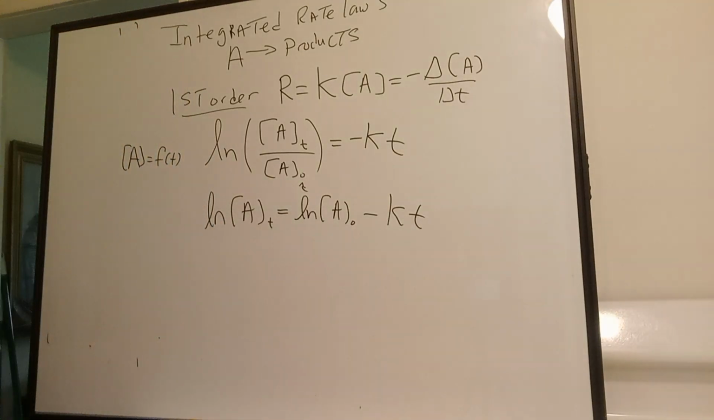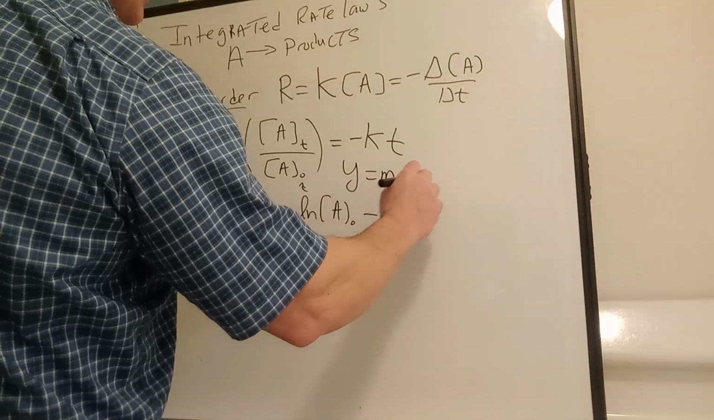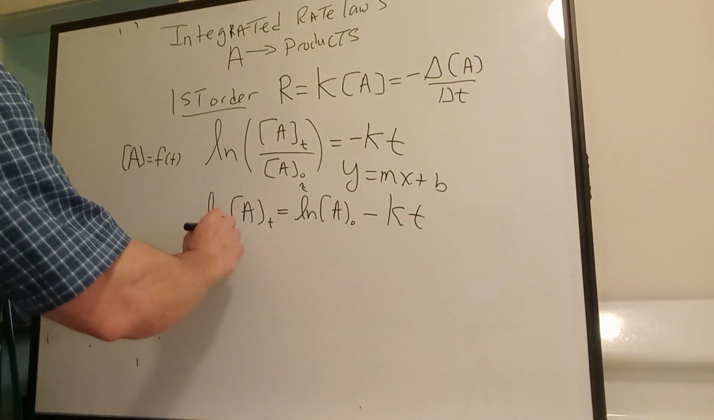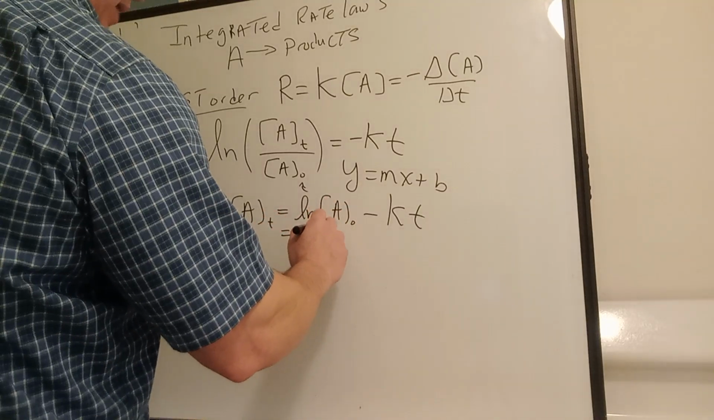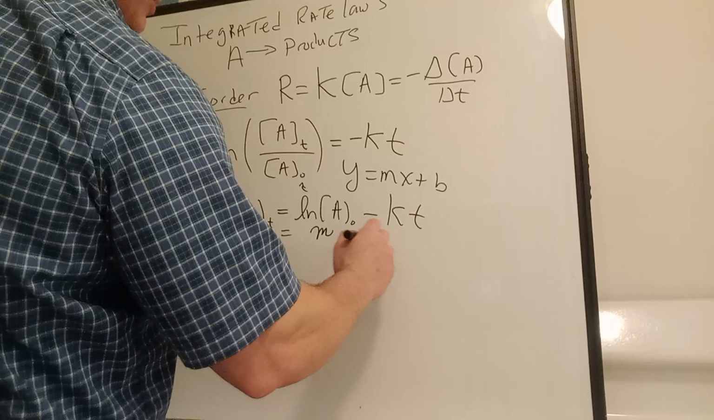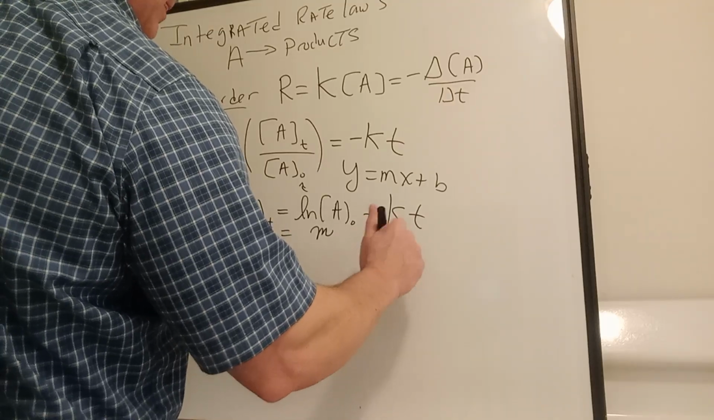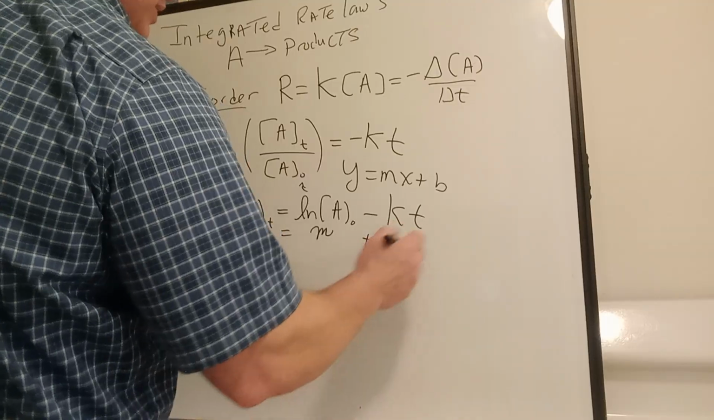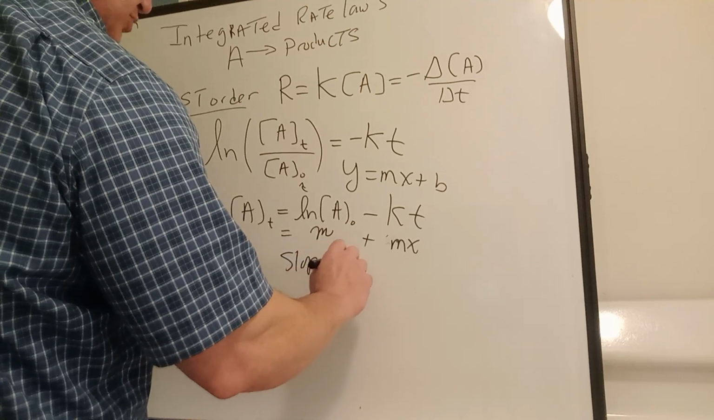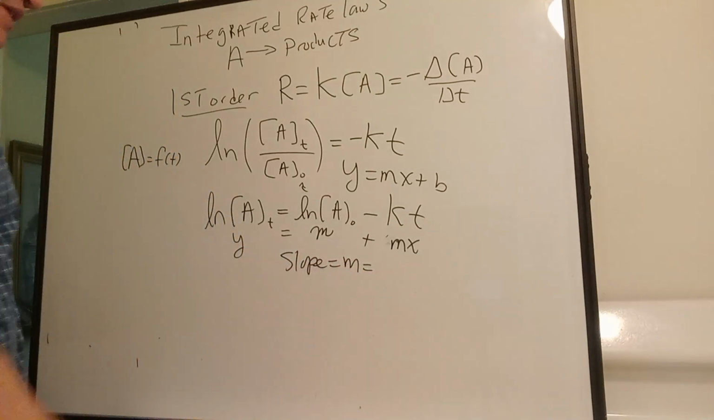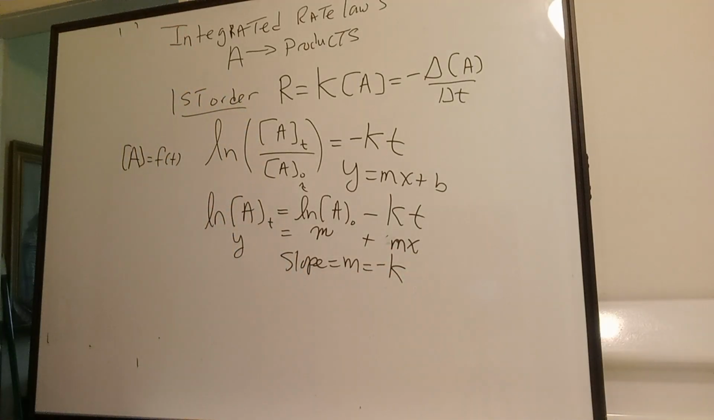This is the equation of a line. Remember, the equation of a line from high school math: y equals mx plus b. So here, this would be your y. This would be your intercept, b. And then this term here is your x, your mx. So very important here is that the slope, what in algebra is often called m, is equal to negative k. The rate constant will always be a positive number.